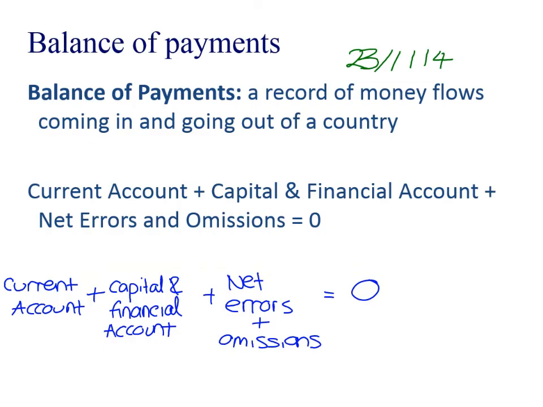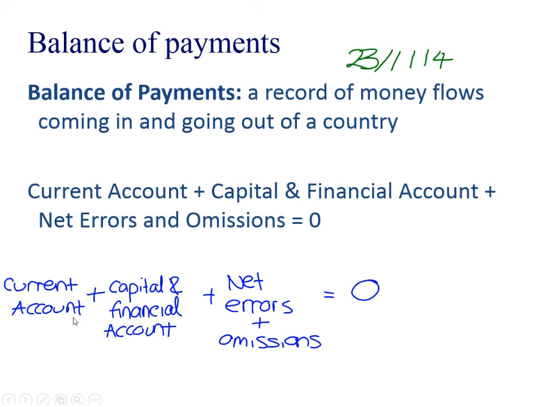So what is the balance of payments? It's really basic. It's just a record of the money that's flowing in and out of a country each year. I've written it down here on the whiteboard, but the balance of payments is your current account plus your capital and financial account.